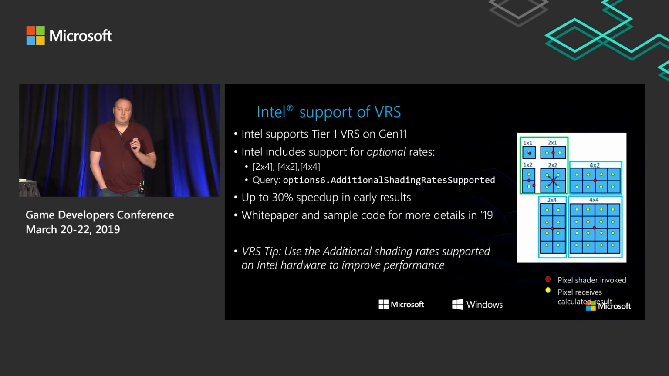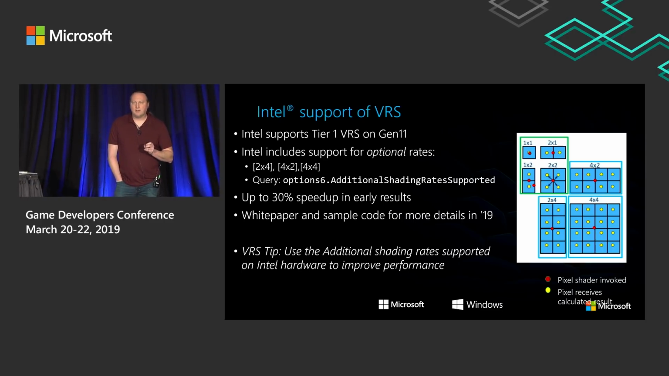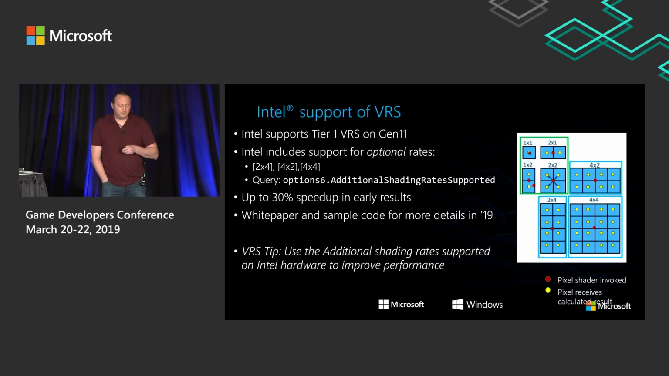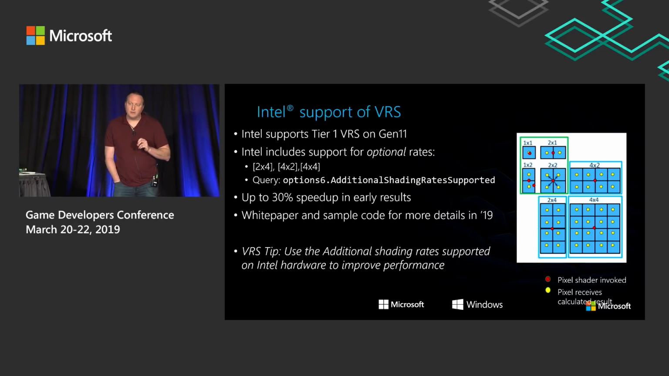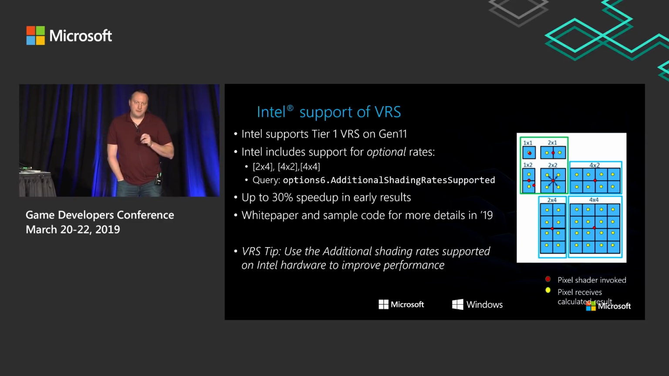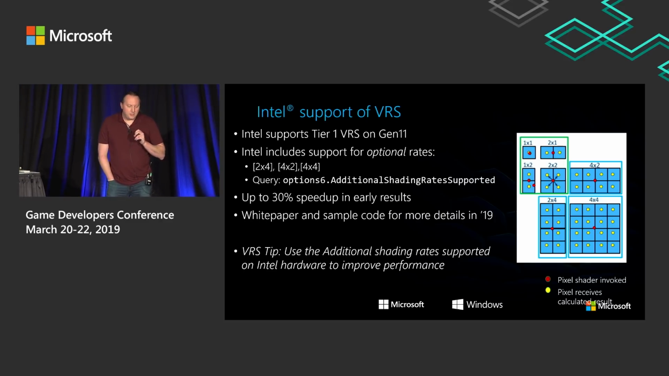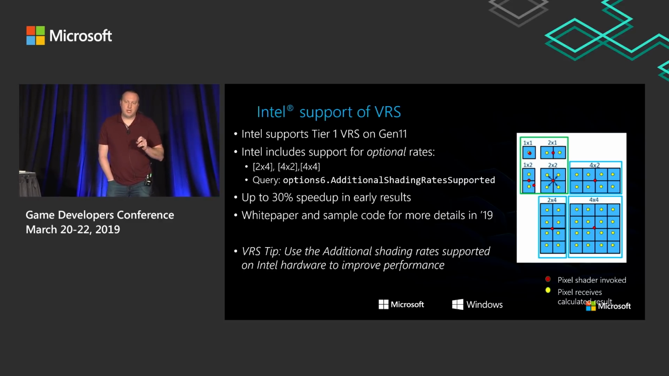So now I want to speak to Intel's implementation details on our Gen 11 graphics hardware that we will be launching this year. We support Tier 1. Sean talked about Tier 1 and Tier 2, so this is per draw call support. This is supported in hardware.